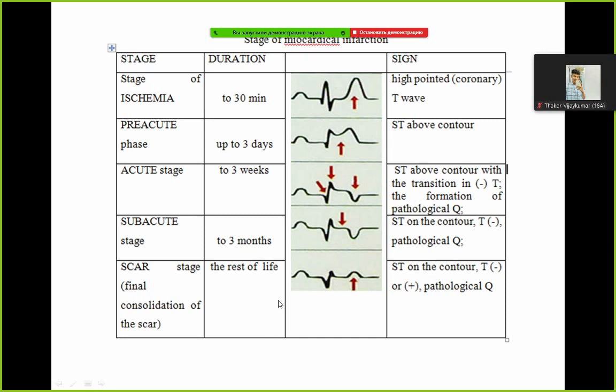STEMI has stages: ischemic stage, pre-acute, acute, subacute, and scar stage. Ischemic stage of STEMI is detected by very high superacute T wave. Pre-acute phase, its duration up to 3 days. It is characterized by ST elevation. So in these days, ischemic injury is developed.